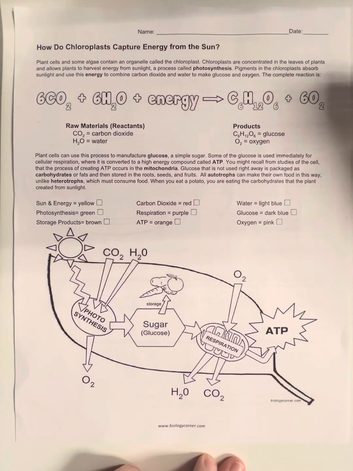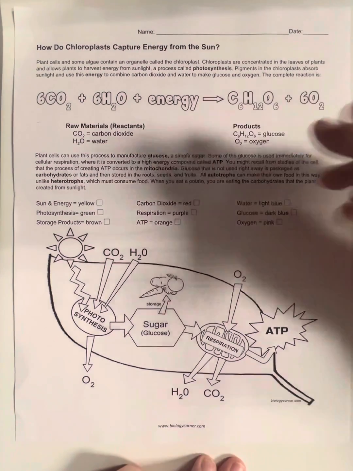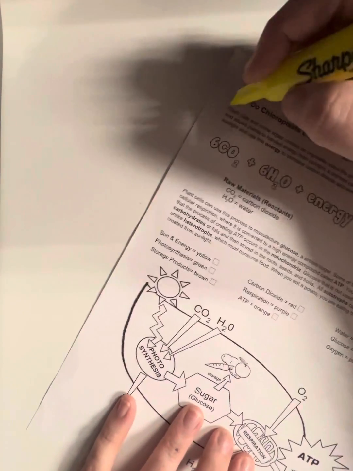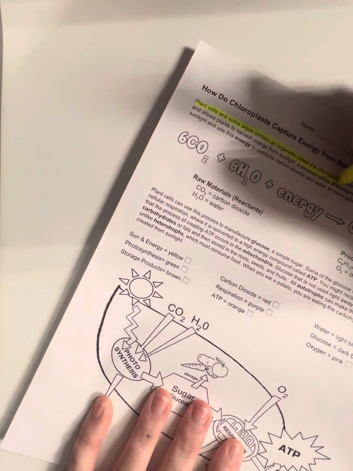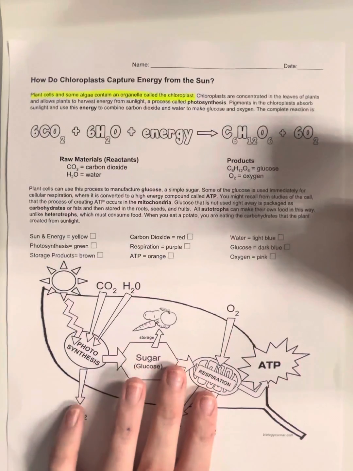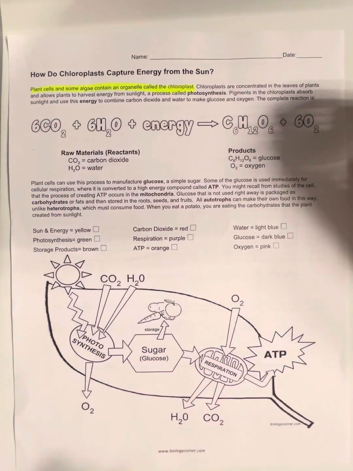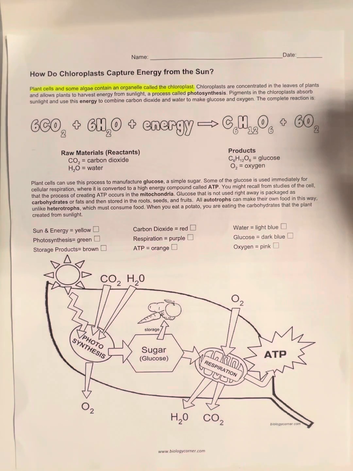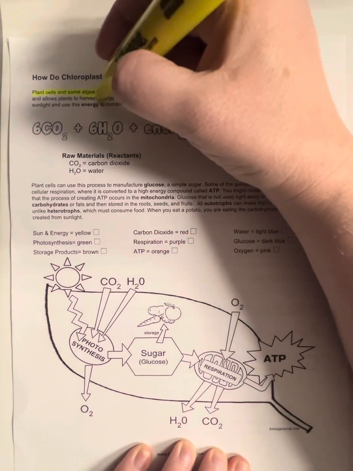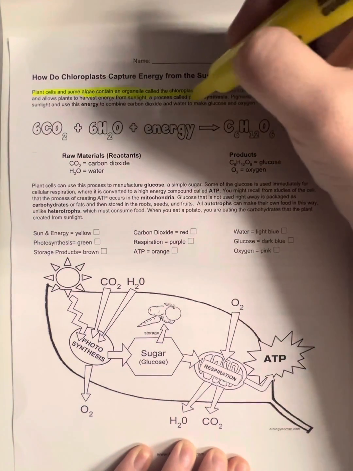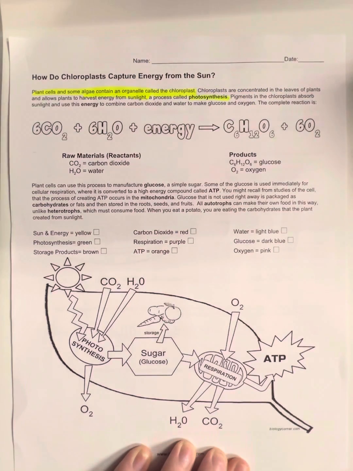So it says plant cells and some algae contain an organelle called the chloroplast. That sounds very important to me. So plant cells, like trees and grass and such, and algae cells both have something called a chloroplast in them. They are concentrated in the leaves and allow plants to harvest energy from the sun. This process is called photosynthesis.